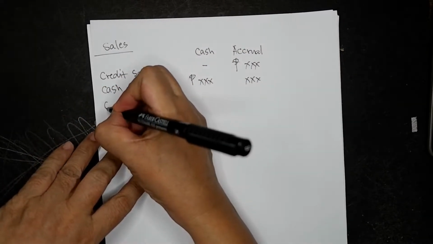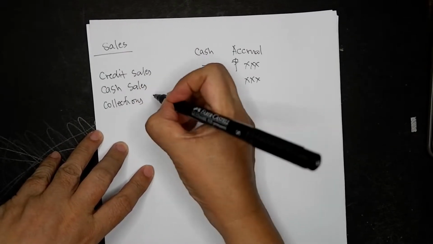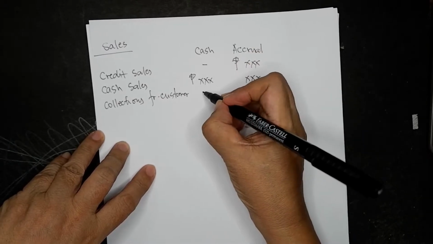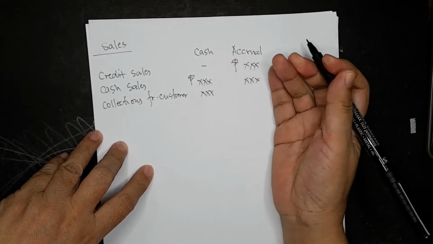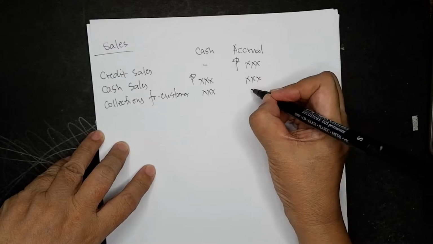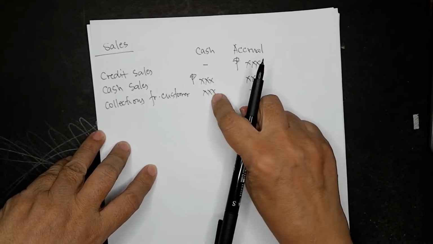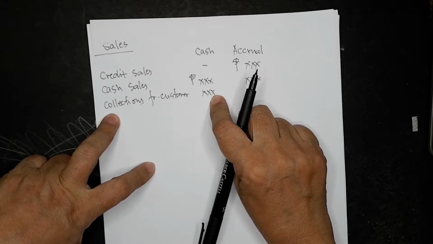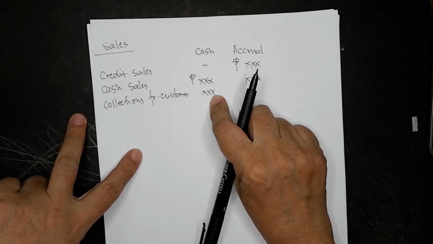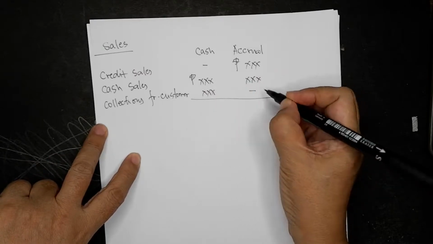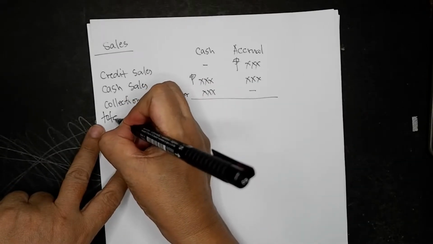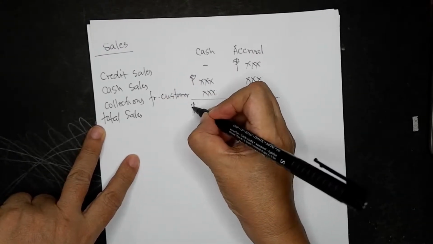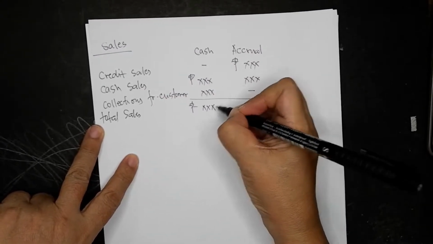And we have collections from customer. Under cash basis, kasama siya. Pero sa accrual, hindi siya kasama. Kasi sa cash basis, pag tinanggap yung bayad mula sa customer, gagawa ng entry, debit cash, and credit sales. Okay. So, eto yung total sales under our cash basis.